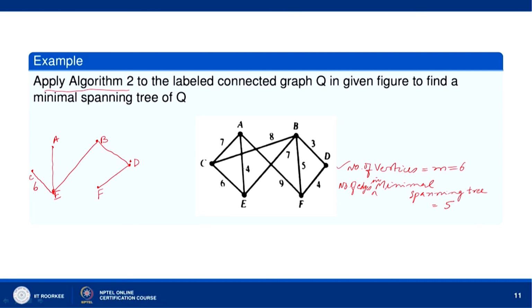is labeled with 6, AE is labeled with 4, BE is labeled with 7, and then BD is labeled with 3, and DF is labeled with 4. So, total length is 6 plus 4 is 10, plus 7 is 17, plus 3 is 20, plus 4 is 24. So, the minimal spanning tree is formed from these 5 edges, and the length sum is 24. This is how we reach the minimal spanning tree by applying algorithm 2 to this problem.